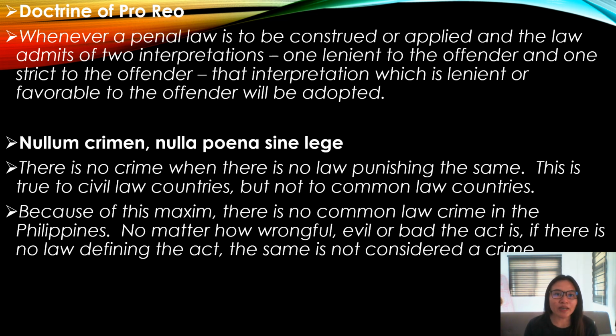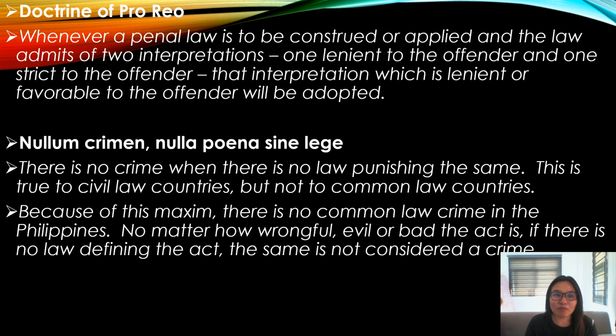Whenever a penal law is to be construed or applied and the law admits of two interpretations, guys, take note, two interpretations, one lenient to the offender and one strict to the offender. So, dalawang interpretation yan. Or sabihin na natin, for example, dalawang tao. Pwedeng yung isa maging lenient dun sa offender, yung isa naman maging strict. That interpretation which is lenient or favorable to the offender will be adopted. So, nabasa nyo, ang kukunin or ang i-a-adapt is the lenient one. Yun ang magiging favorable doon sa offender or doon sa gumawa ng krimen. Yun ang ibig sabihin ng doctrine of pro reo.